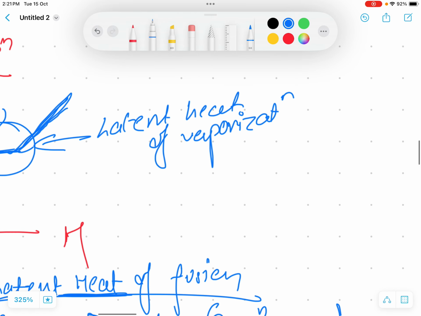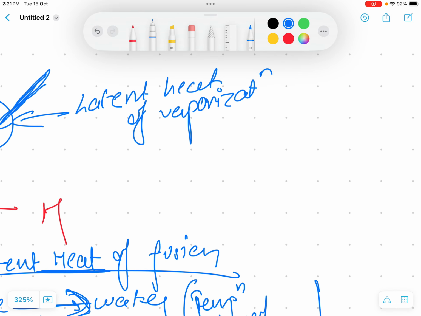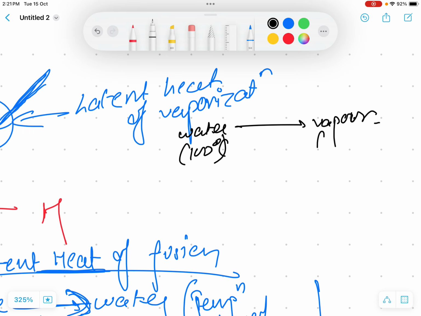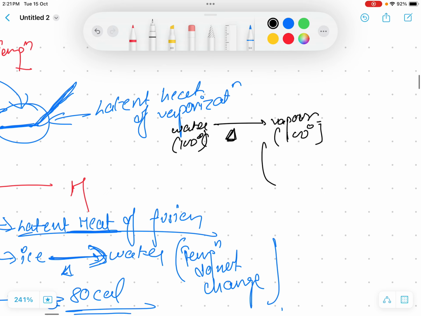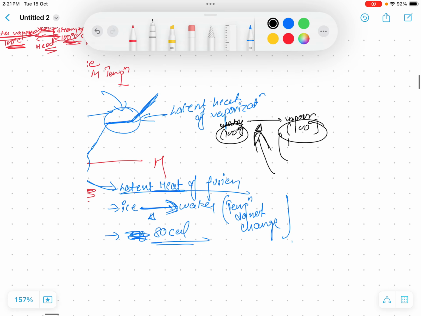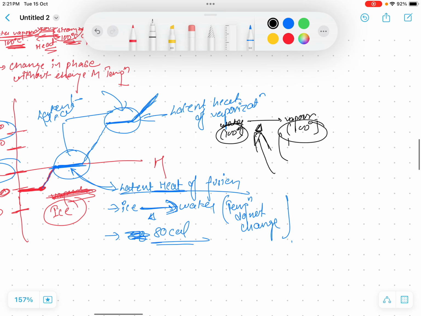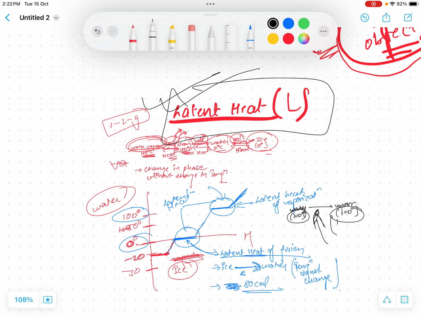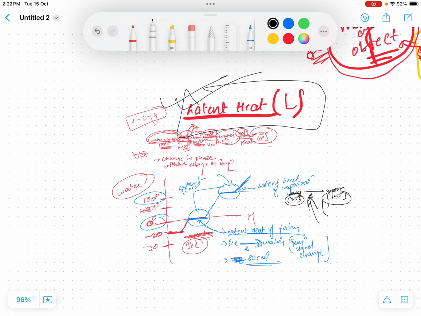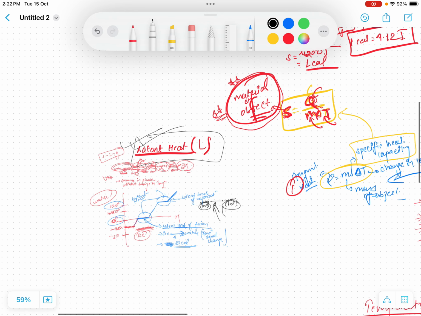What is this? It is simply when we convert water into vapor. This is also 100 degrees Celsius, but we supply some heat. Same here, the temperature does not change. See, temperature is not changing, but we are supplying heat over here. So this is latent heat of vaporization. So we have done latent heat, and this is where our topic ends.